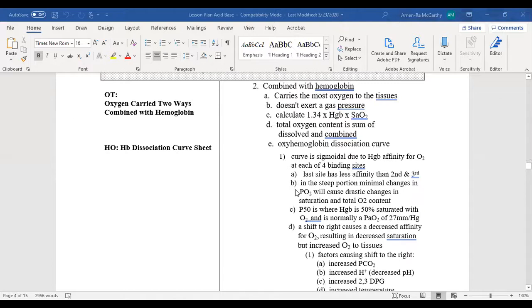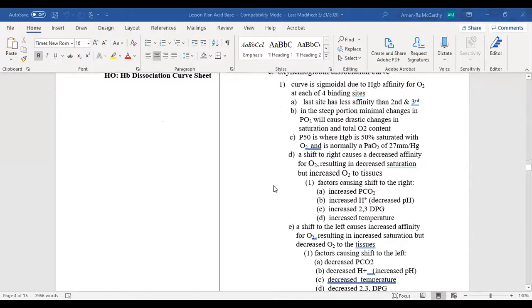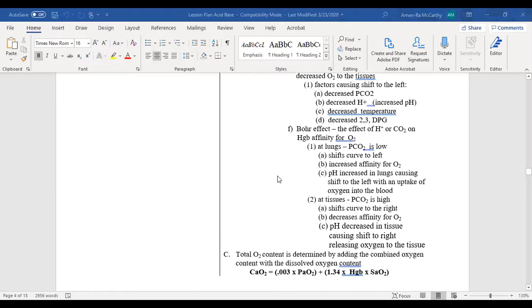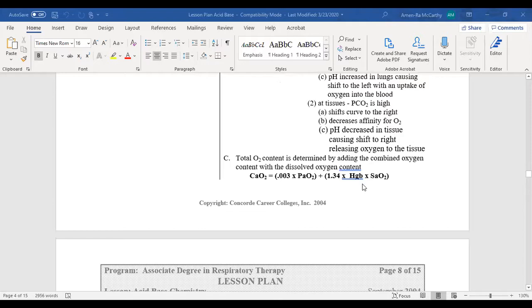So like I said, you can go back and fill in anything you missed, but I think the PowerPoint, pretty much I just took this straight from here and copied it and put it on the PowerPoint. So there shouldn't be anything that you missed, but just in case, here it is. I don't want you to say that you didn't get it. All right, and this is the total O2 content. It's where we stopped right here.